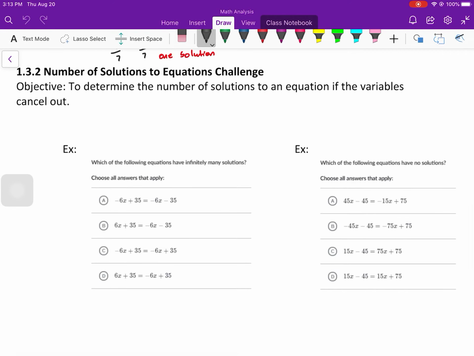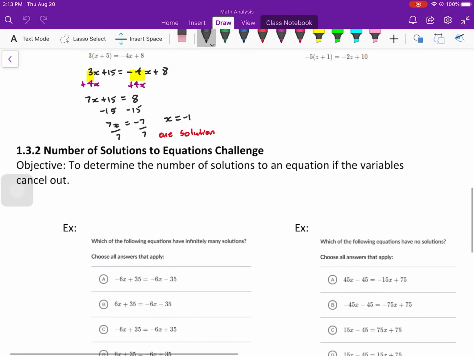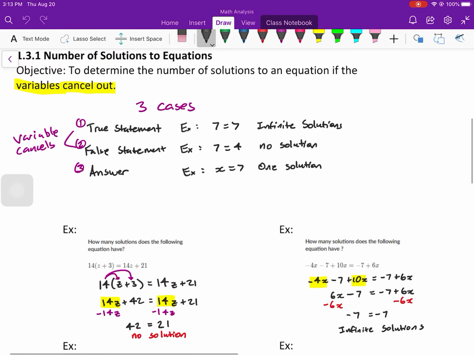Let's take a look at the number of solutions to equation challenge. And honestly, it's not that challenging if you see the shortcut. So we took a look last time. If the variables cancel out and you get a true statement like 7 equals 7, then you're going to have infinite solutions.